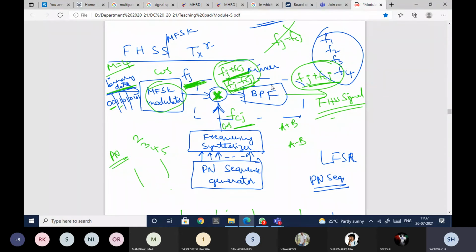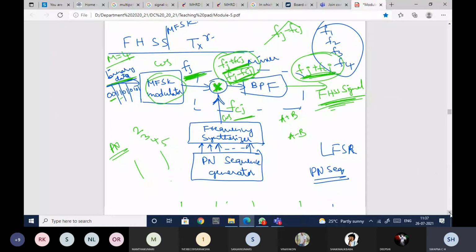The band pass filter should be tuned in such a way that it provides me only the sum output, which is Fj plus Fcj. And what should happen to Fj minus Fcj? It should be attenuated, and I should get the output as only Fj plus Fcj. So that is the output here. Whatever signal I'm getting here, I'm calling the FHSS signal, and this should be transmitted now.